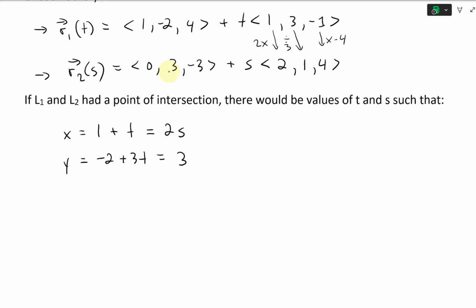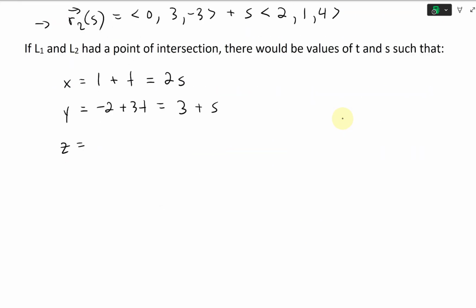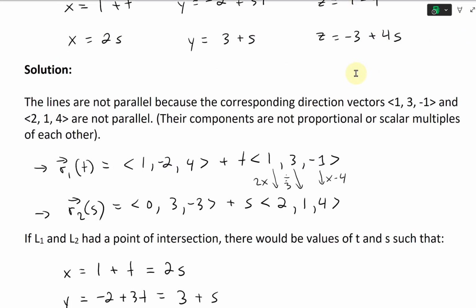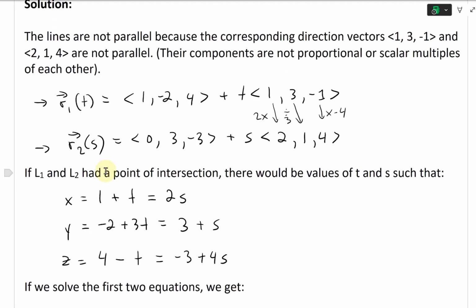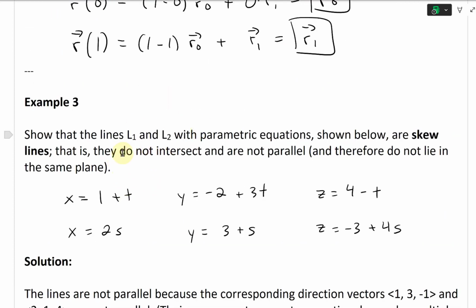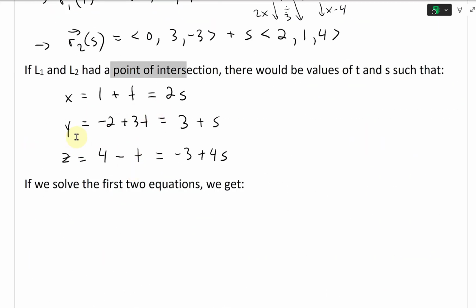3 plus s. The next one is z: 4 minus t equals negative 3 plus 4s, like that. So if they had a point of intersection, they should have these set up where they're equal. And we're going to show that they do not intersect, so they shouldn't have numbers that make these equal. To do that, let's just solve it and see what we get.